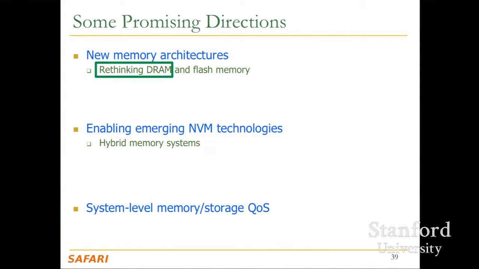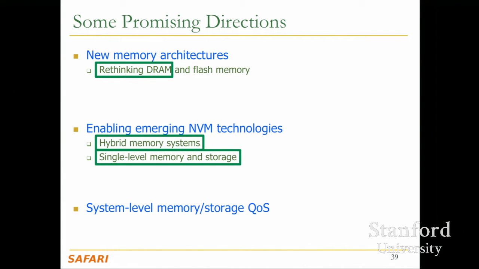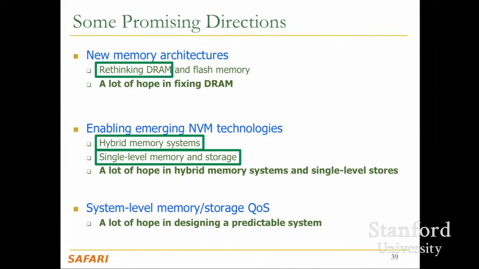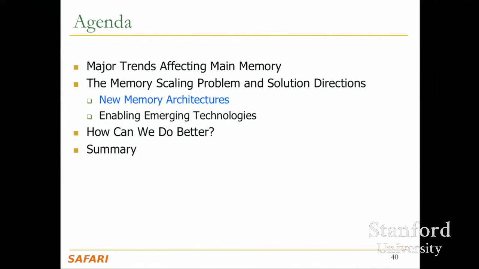The second direction is enabling emerging memory technology. So I'll dedicate some time to hybrid memory systems and single-level memory and storage. So, back to the future, maybe a little bit. But I'm not going to talk about system-level memory and storage quality of service, although that's a critical problem, but we just don't have time. So hopefully, at the end of this talk, you'll have a lot of hope that we will fix DRAM somehow, but we'll also enable these emerging memory technologies somehow, and maybe design a predictable system. Let me jump into the first one.